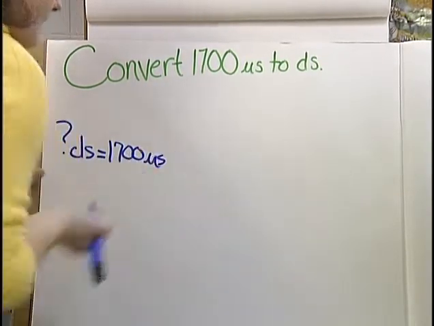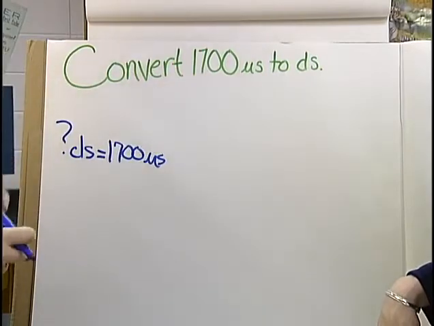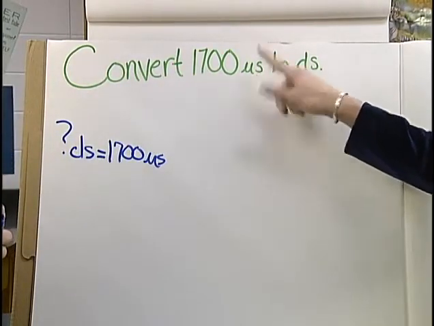Very good. And what's different about this problem and the previous problem? I don't know enough facts to go from here to there. Very good, but you do know something about microseconds and another unit and deciseconds and another unit. What's that? They both have seconds in them. Very good. So what we're going to have to do is do this problem in 2 steps.